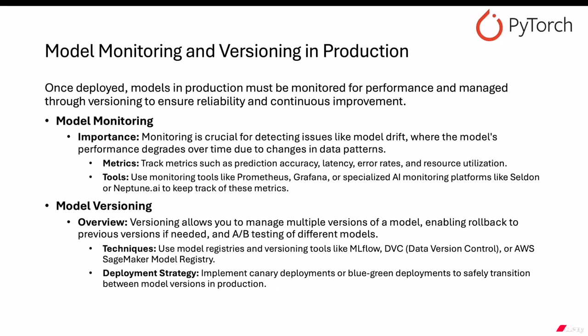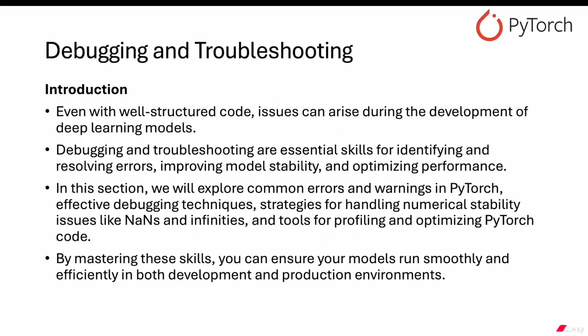these metrics. Model versioning. Versioning allows you to manage multiple versions of a model, enabling rollback to previous versions if needed, and A/B testing of different models. Techniques: use model registries and versioning tools like MLflow, DVC, which is Data Version Control, or AWS SageMaker Model Registry. Deployment strategy: implement canary deployments or blue-green deployments to safely transition between model versions in production.